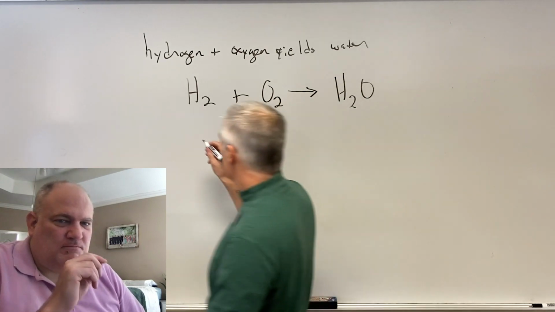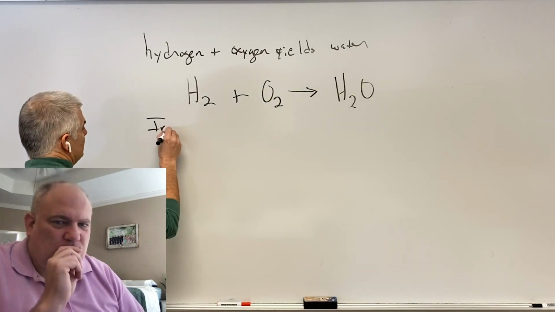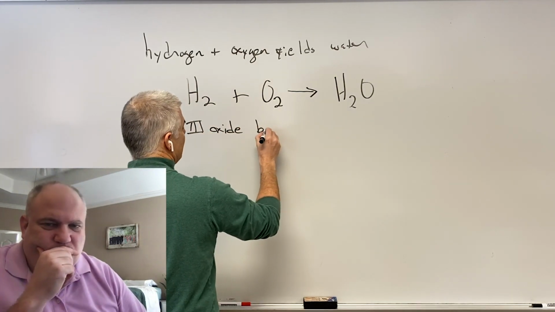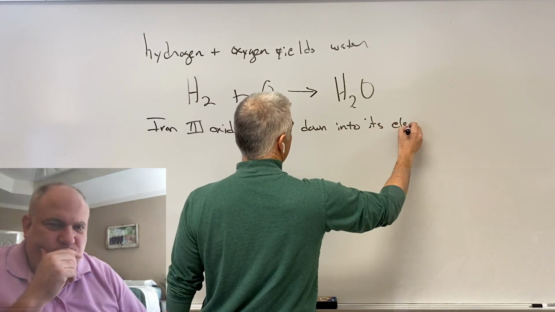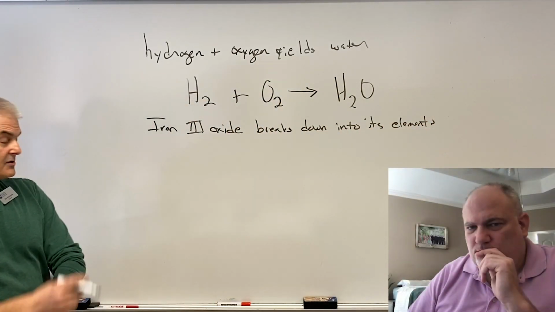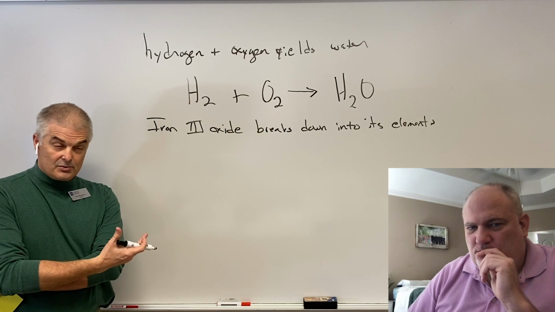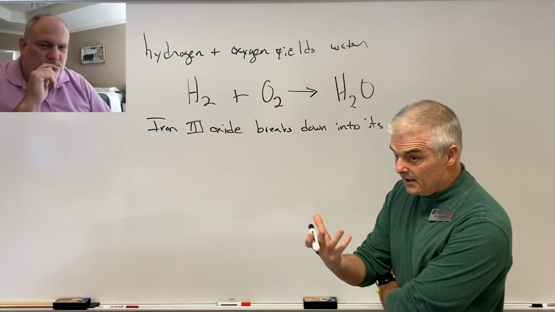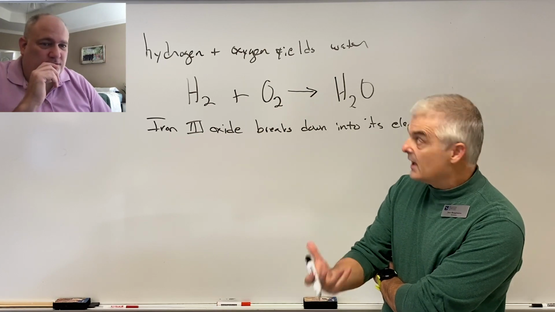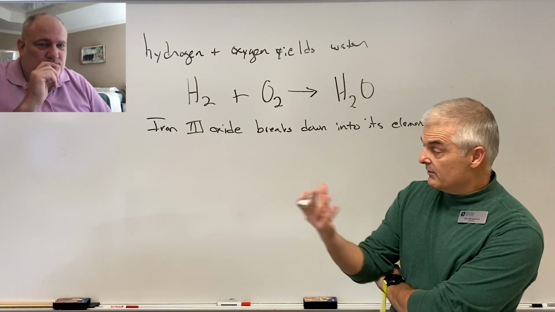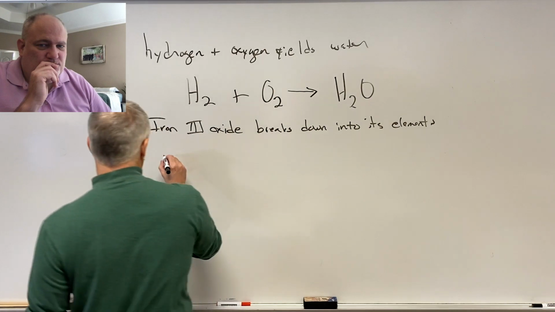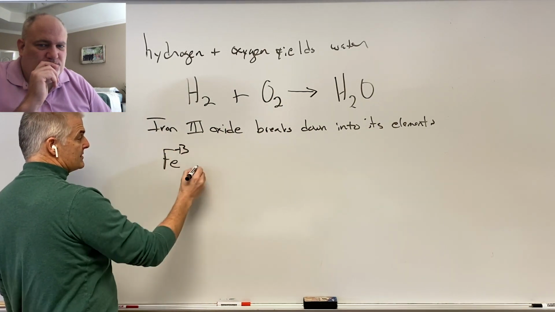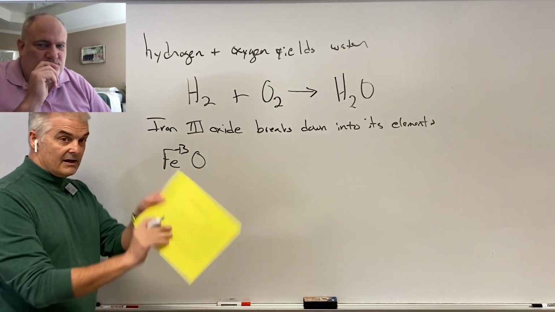All right? So let me do another one here. Let's take iron 3 oxide breaks down into its elements. So iron 3 oxide breaks down into its elements. What do I do with that one? So I've got to first of all do what? I have to write the formula of iron 3 oxide. Remember, that's the naming. We've learned about this. So iron, the symbol of iron is Fe. The Roman numeral is the charge, plus 3. Oxide is O. Now get out my periodic table.